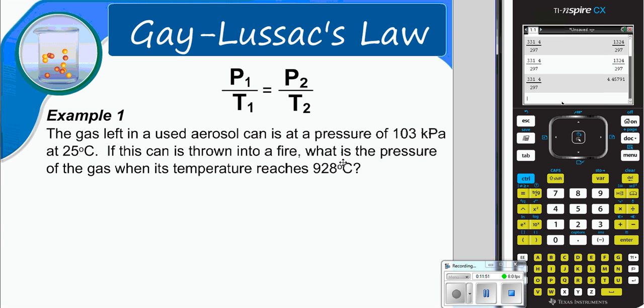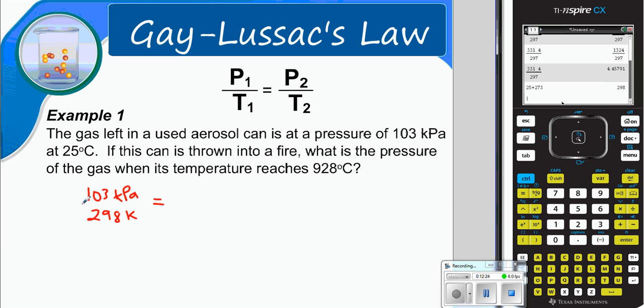The reality is unless it's a very, very rigid container, it's probably going to have the capacity to expand a small amount. But we're going to assume that its volume remains constant throughout the process. Our initial pressure is 103 kilopascals at 25 Celsius, and keep in mind you can't work in Celsius, so we're going to add that to 273 to get our Kelvin value. That's 298 Kelvin. It's our initial pressure and temperature.